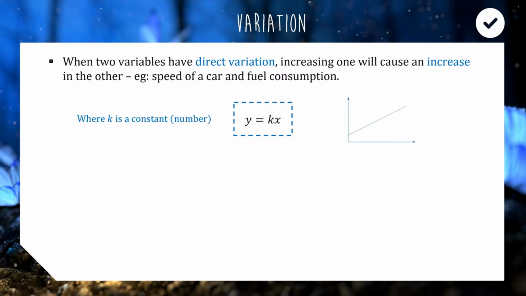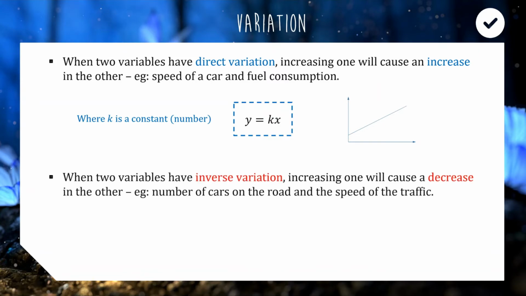Now today we're looking at the flip side of this. We're looking at what's called inverse variation. That means if one of your variables increases, the other one is going to decrease. An example of this could be cars on the road and the speed of traffic. If you have more cars on the road, the speed of the traffic will decrease because of congestion.